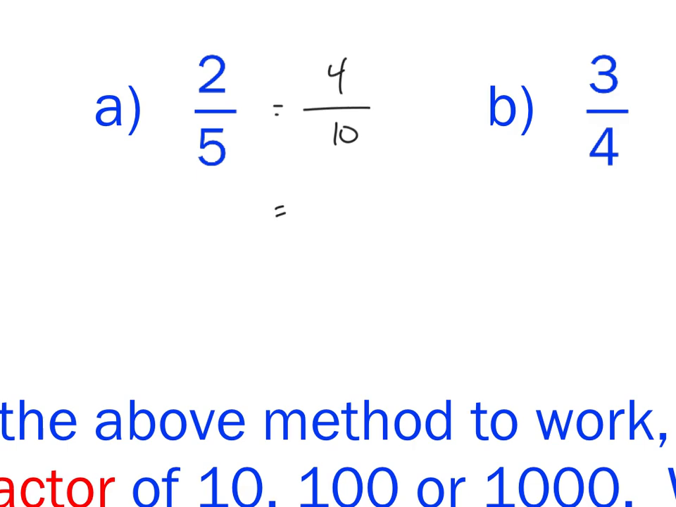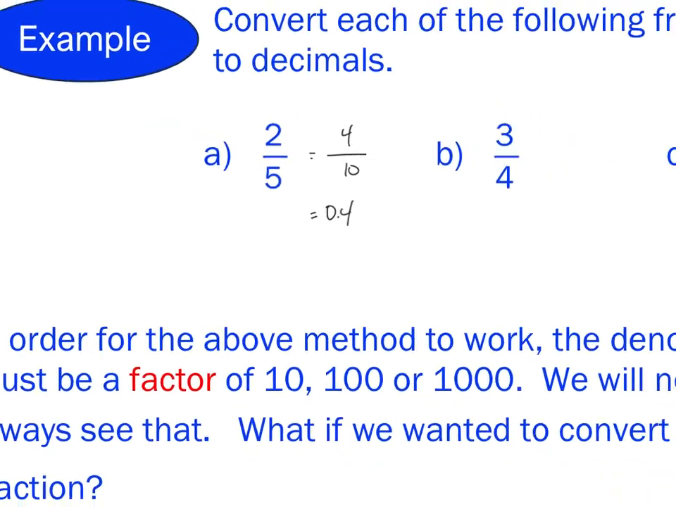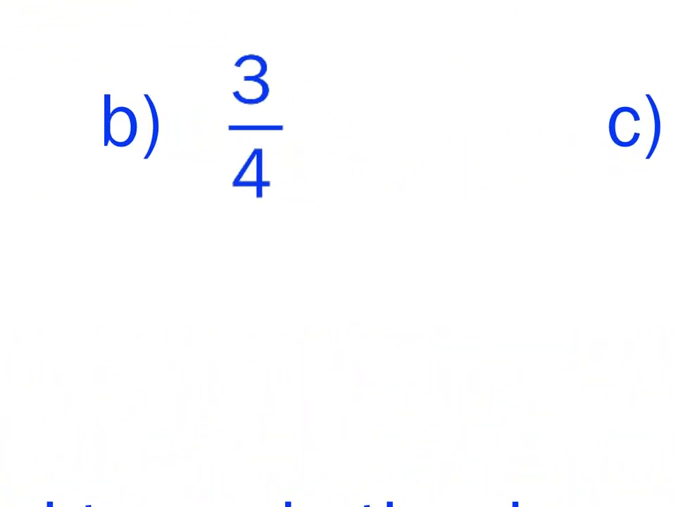And what do you think that might be as a decimal? 0.4. Beautiful. First one. Now here's the next one. 3 out of 4. Now, we cannot make this out of 10 because 4 does not go into 10. But we could make it out of what? 2 or 8. Sure we can, but we want this to be like 10, 100, or 1,000.